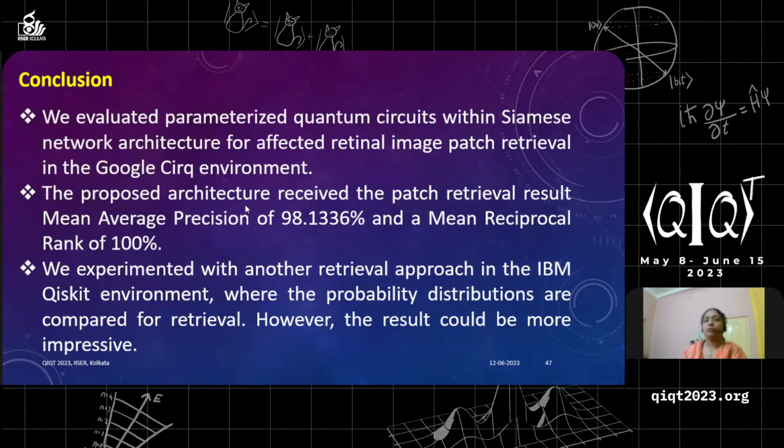As a conclusion of our work, we can say that we evaluated the parameterized quantum circuits within the Siamese network in the Google Cirq environment, and we received a mean average precision of 98.13% and a mean reciprocal rank of 100%. We also experimented with another retrieval approach, but the result was less impressive.